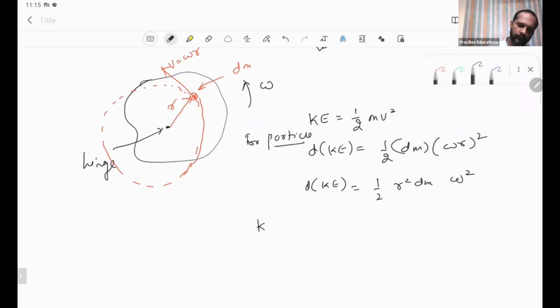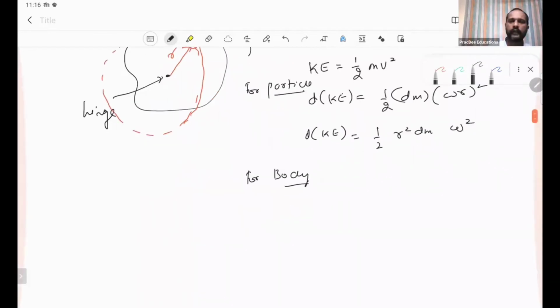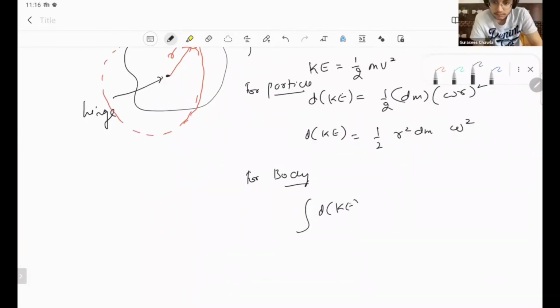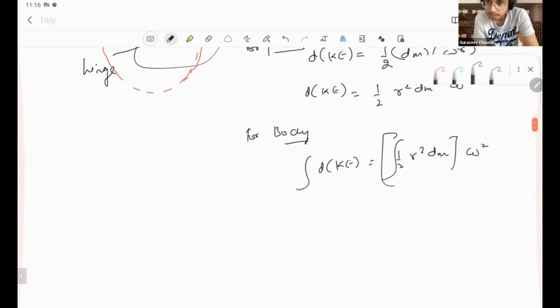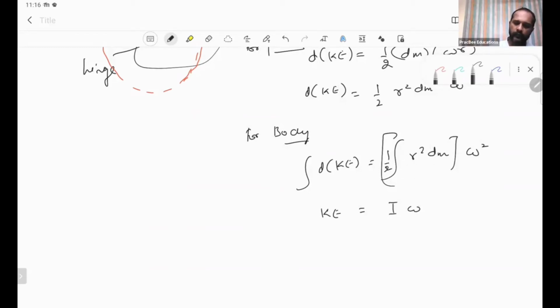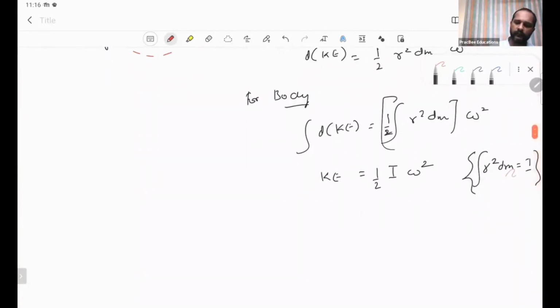So kinetic energy of the body का जो काइनेटिक एनर्जी हो जाएगा, that will be integration of dke, and this is half r square dm integration, and let's say omega square को मैं बाहर ले रहा हूँ, fine, और half भी कांस्टेंट है बाहर आ जाएगा, so r square dm के इंटीग्रेशन को मैं I मान लेता हूँ, this is half I omega square. So this term r square dm integration, this is I here, and this has been given a name, moment of inertia.